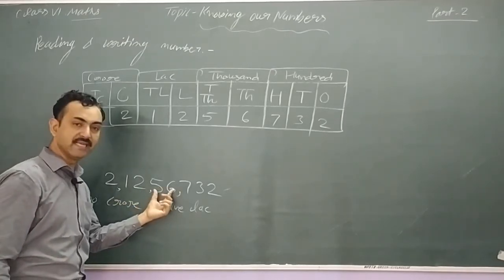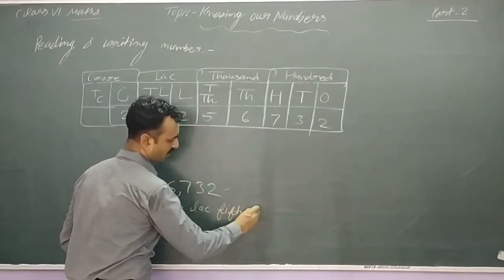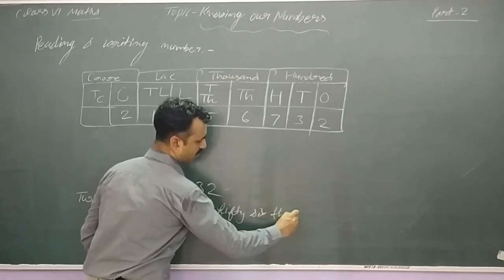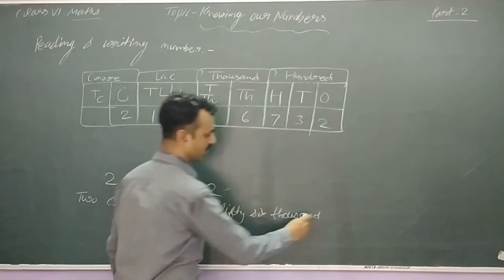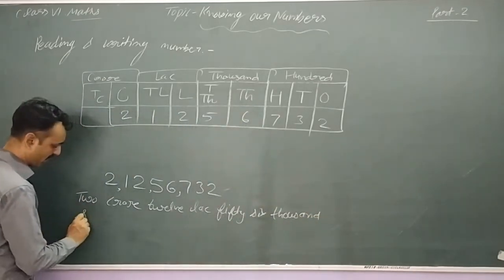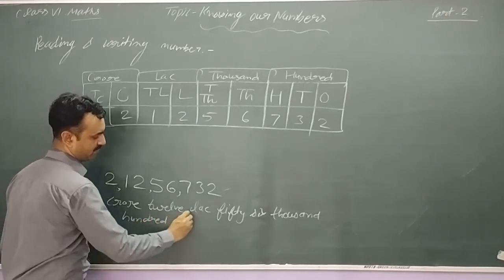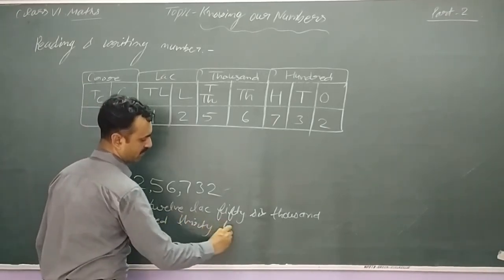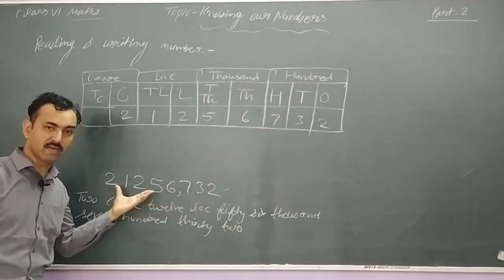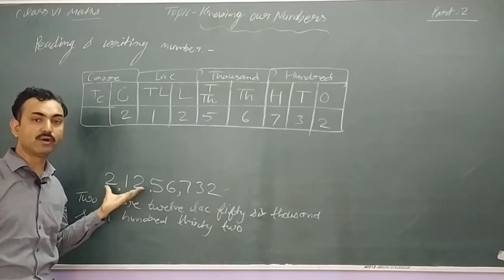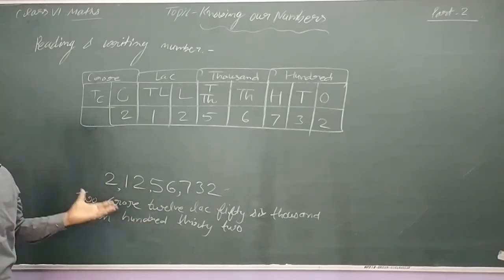And after this, 56, what is this? 1000. 56,000. And after this, 732. I am writing 732 here. So you can see when you use commas in a larger number with more digits, then it becomes very easy to write or read the number.